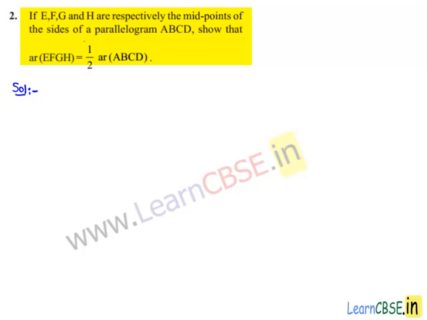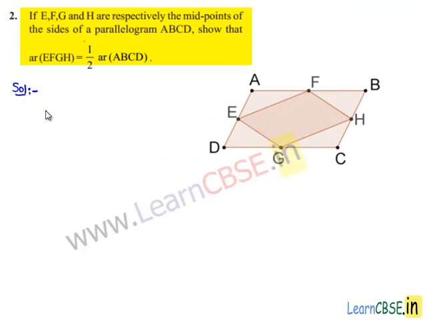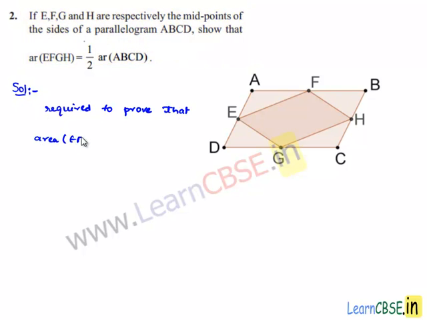Let us consider a parallelogram ABCD with midpoints E, F, G, H on the sides as shown in the figure. Now we are required to prove that area of EFGH is equal to half times area of ABCD. So in order to prove this, let us initially join EF, FH, HG and EG and also join EH.